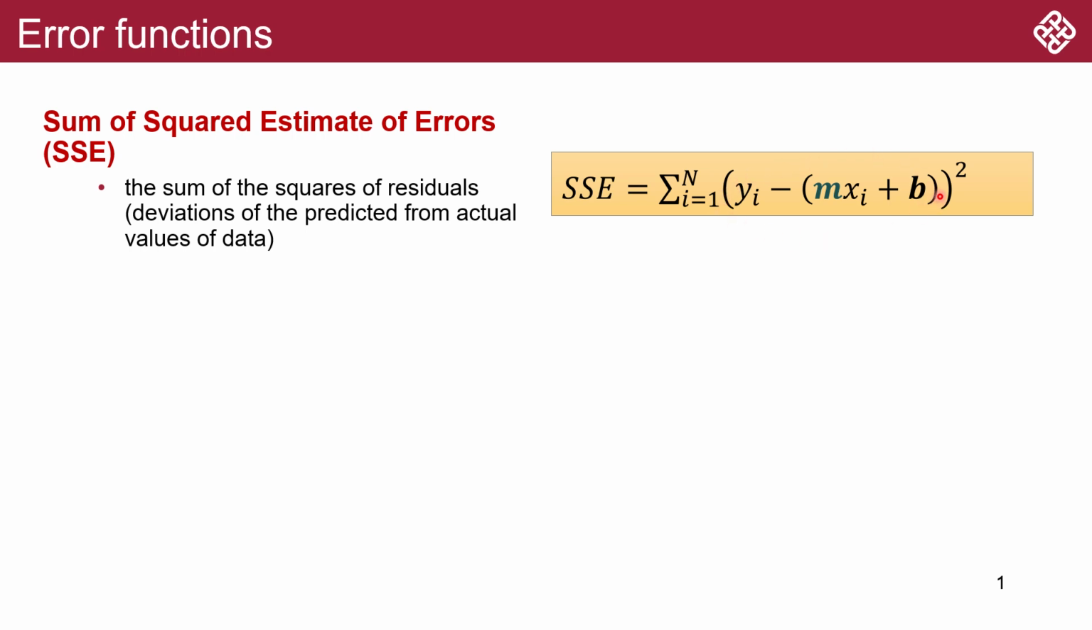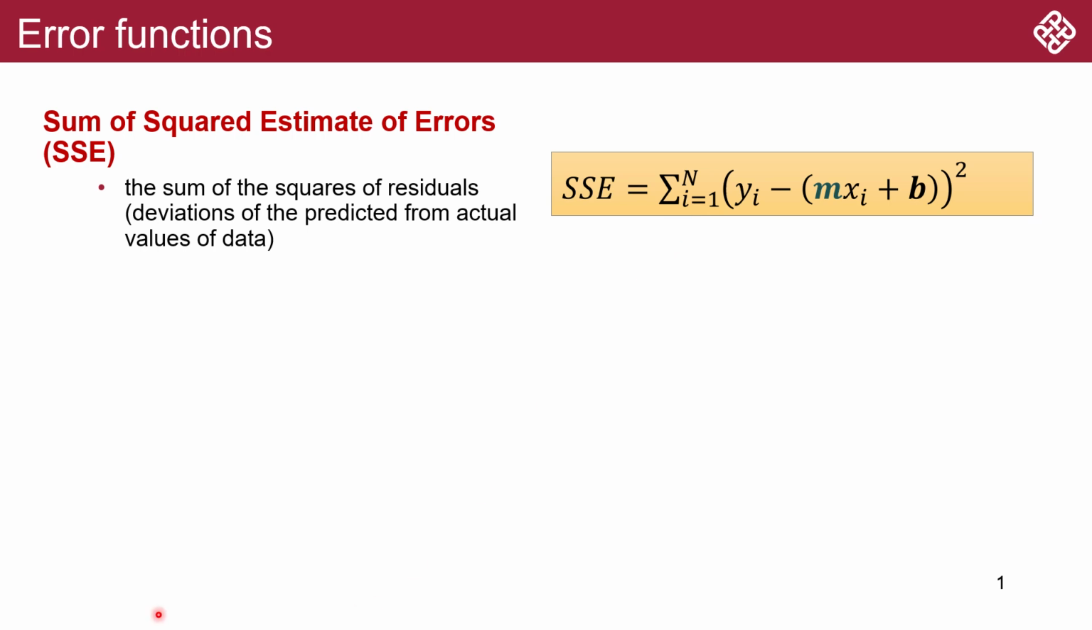Finally, we square it to remove the problem of negative and positive signs. And then we do the summation. We sum up all the data points one by one, and finally we get the total amount of all the error.